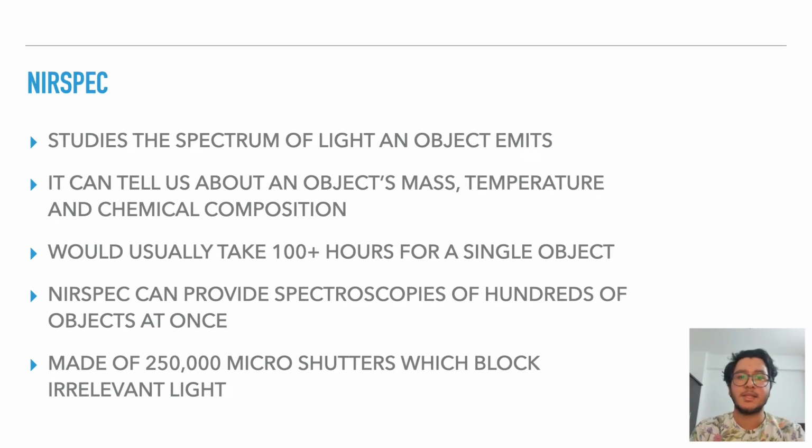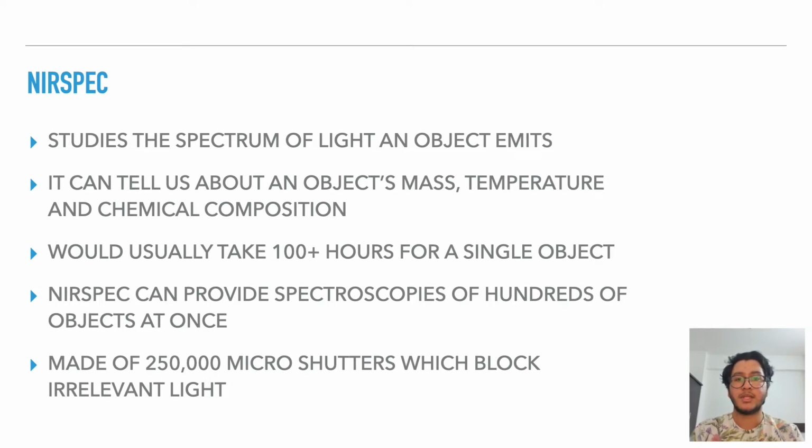NIRSpec studies the spectrum of light an object emits. How it helps us is that by studying that, we can determine an object's mass, temperature, and its chemical composition. Let's say we are trying to observe a planet. Using spectroscopy, we can determine how heavy the planet is, whether it has a habitable temperature, and if it has the necessary chemicals for life to exist.